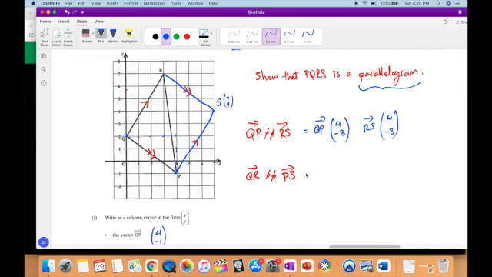And we can see here QR is 1, 2, 3, 1, 2, 3, 4, 5. So QR is (3, 5). And PS is also (3, 5): 1, 2, 3, 1, 2, 3, 4, 5. So therefore, QR is equal to PS. Therefore, parallel. Hence, this is a parallelogram.